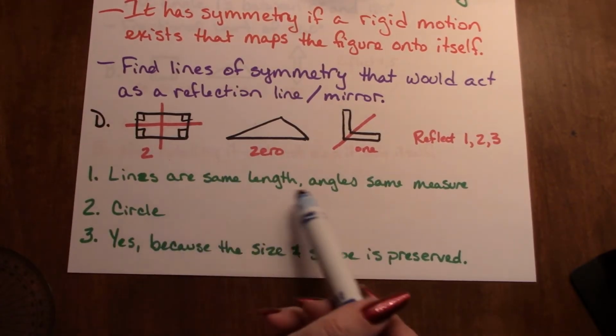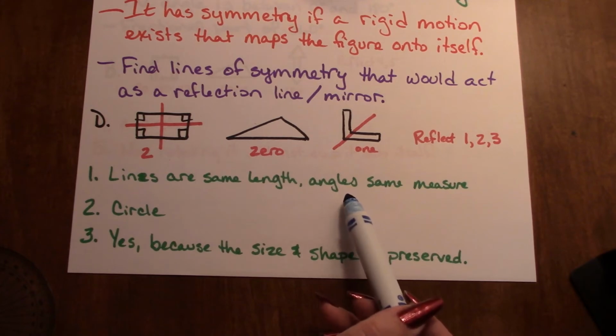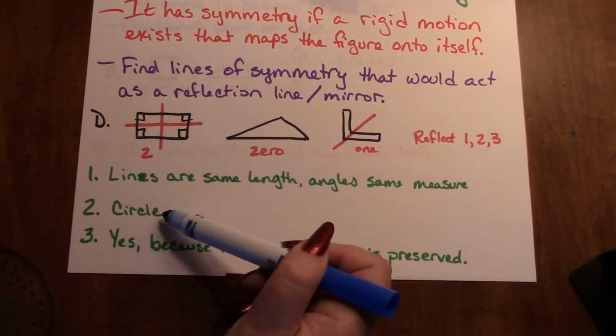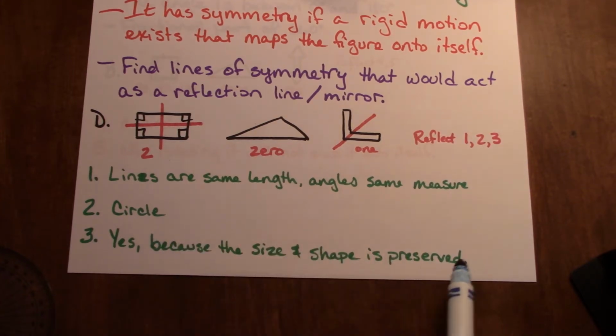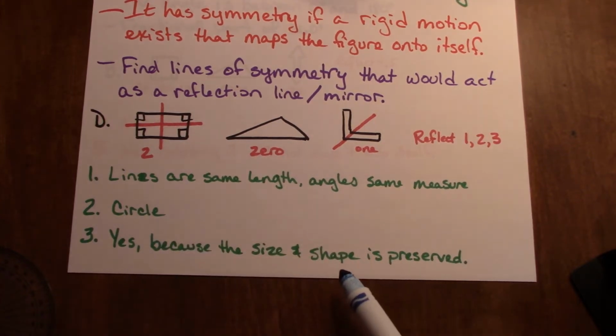Question 1, the lines are the same length and the angles are the same measure. Number 2 is a circle. Number 3 is yes, because the size and shape is preserved.